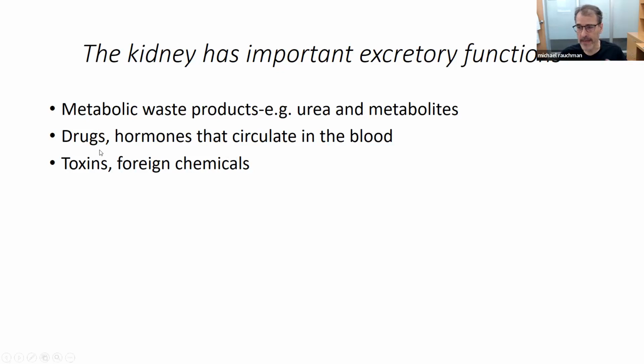Drugs that we take, many of them are either directly excreted by the kidney or they're metabolites, so they get acted on by other organs in the body like the liver, but these chemicals still have to be removed. And even just natural hormones that our body makes are often excreted in the urine. So the kidney has an important role there. And then the kidney also, just like with drugs, which are essentially foreign chemicals, can handle other things that you might get exposed to.